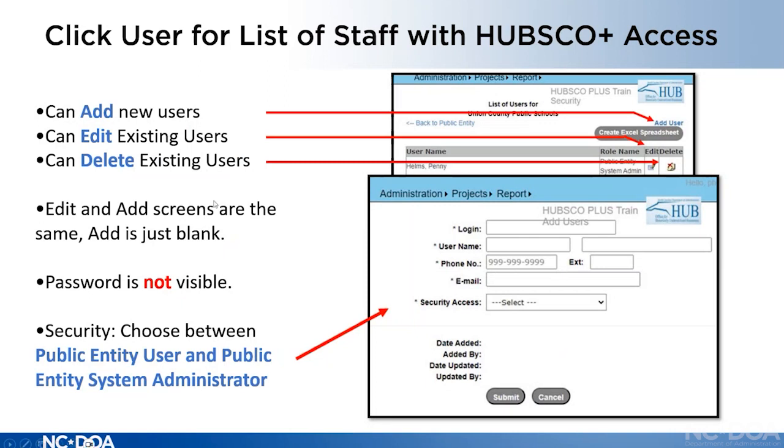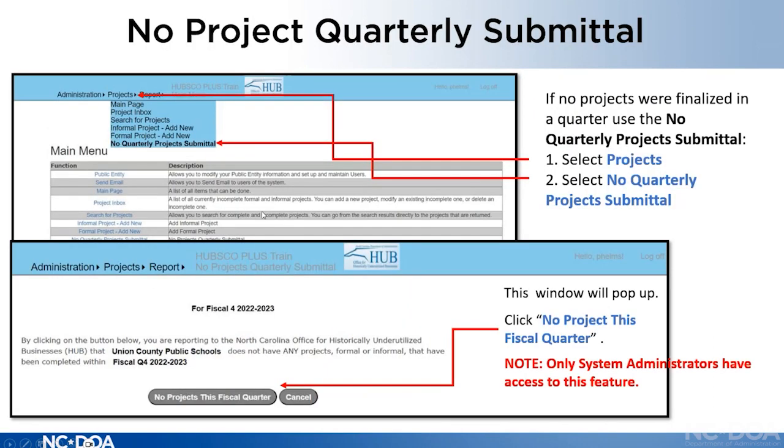So here's the no quarterly project submittal. Again, you would hover over projects, then click on no quarterly project submittal. Again, only the system administrators can do this. And once you click on no quarterly project submittal, you'll see this screen down at the bottom, and it'll say what fiscal quarter it's talking about and the year.